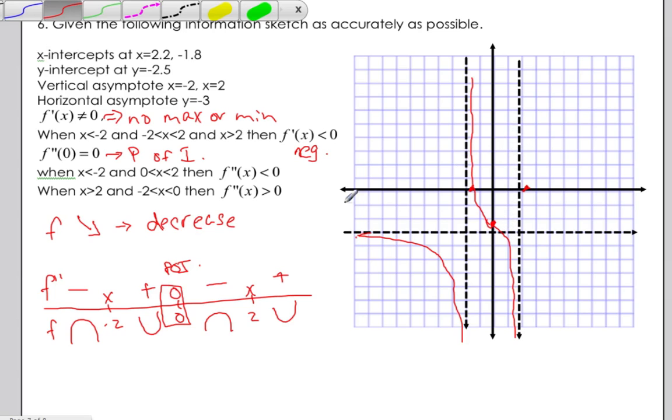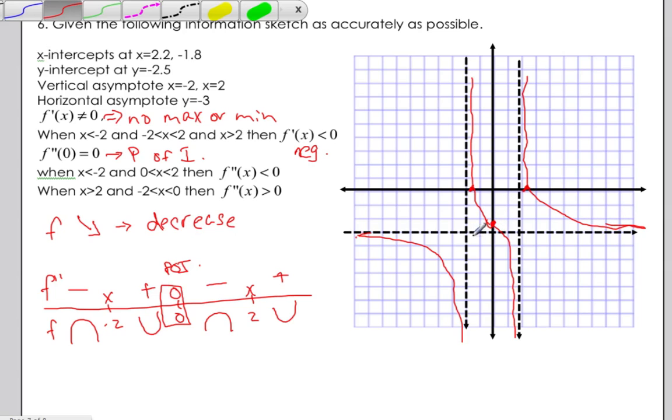And then finally, bigger than 2 is always concave up, but always decreasing as well. And it's got to go through here. Well, I have my asymptotes to help guide me. It's going to come down here, decreasing, still concave up the whole time. It looks something like that.